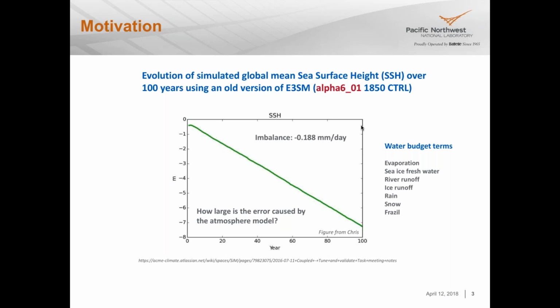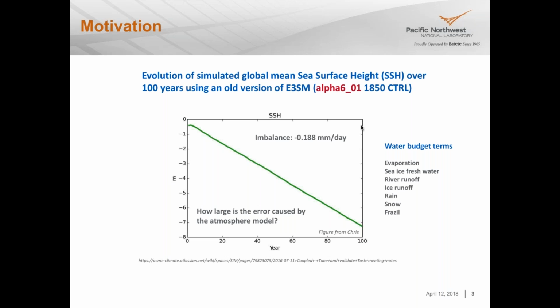To give you an example, here I show a figure of the evolution of simulated global mean sea surface height over 100 years using an old version of E3SM, the Alpha 6 version. This simulation is the 1850 control simulation, meaning that the external forcing is fixed. So we are not expecting large change of sea surface height in the simulation. However, you can see that over the 100 years, the sea surface height in this simulation decreased about 8 meters. So this is a very large value.